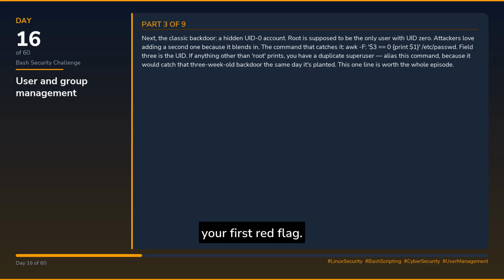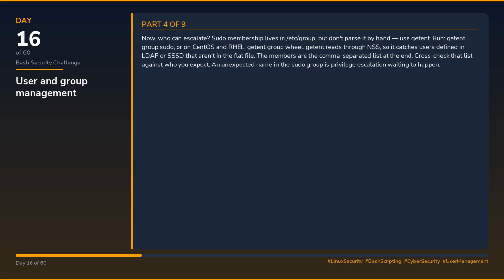Next, the classic backdoor, a hidden UID 0 account. Root is supposed to be the only user with UID 0. Attackers love adding a second one because it blends in. The command that catches it: awk -F: '$3 == 0 {print $1}' /etc/passwd. Field 3 is the UID. If anything other than root prints, you have a duplicate superuser. Alias this command, because it would catch that 3-week-old backdoor the same day it's planted. This one line is worth the whole episode.